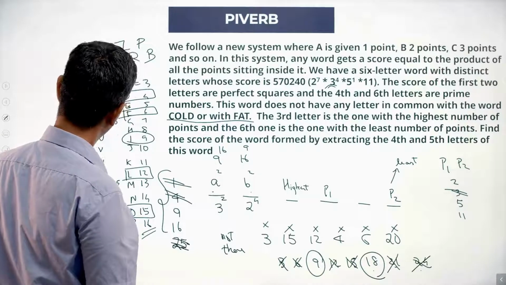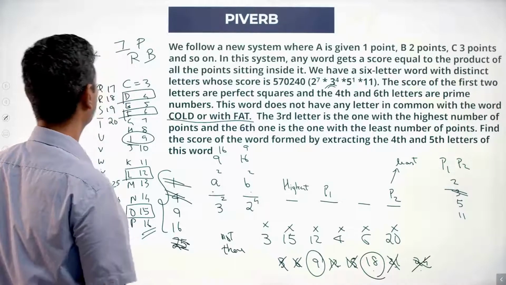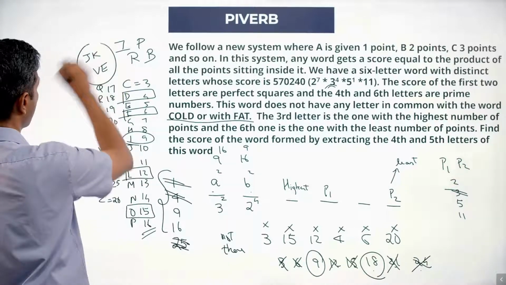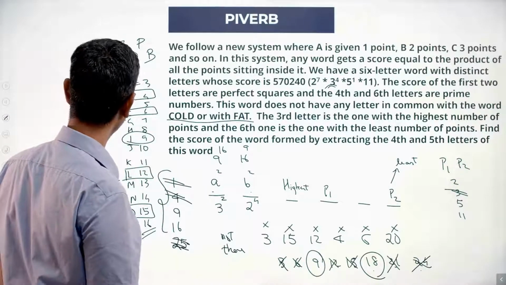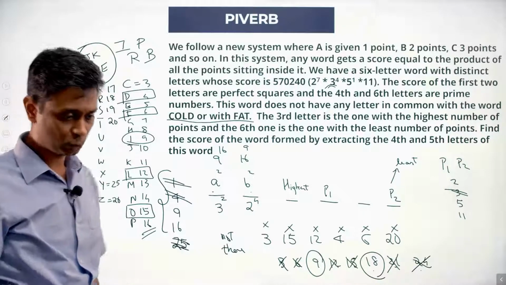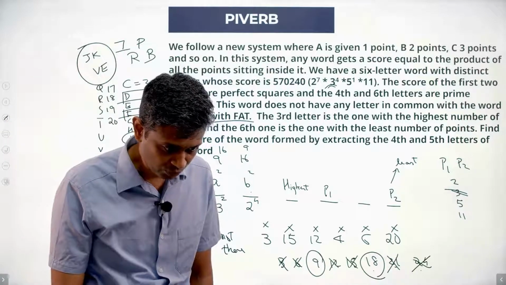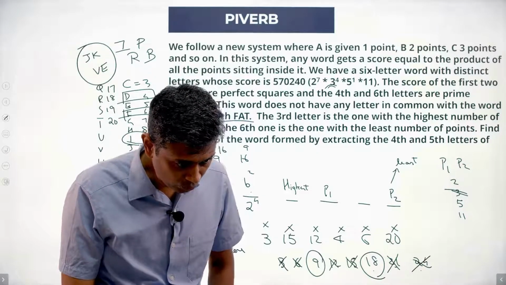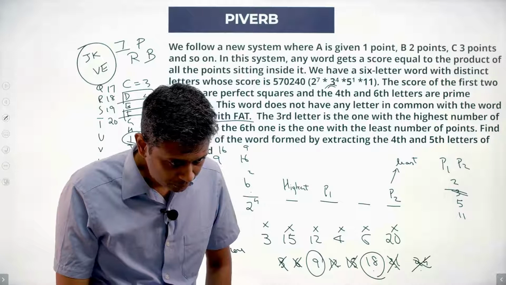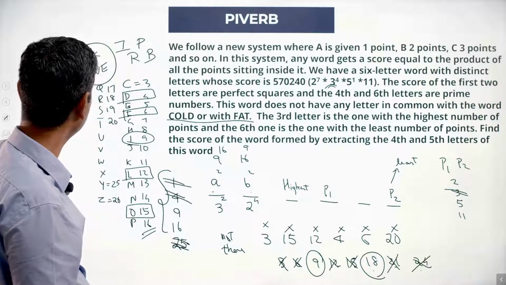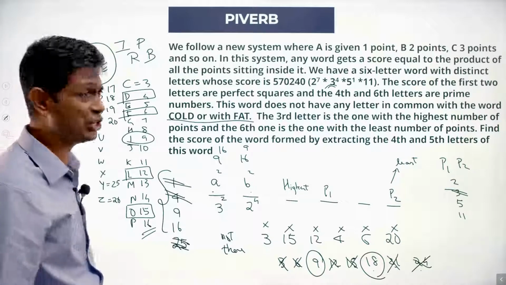Or 22 and 5, which is V and E. Fine. IP, RB, JK or IP, RB, VE. Those are our combinations.